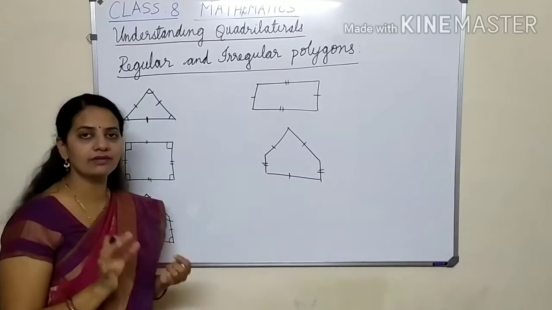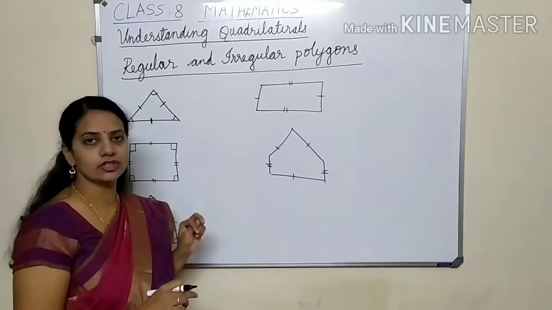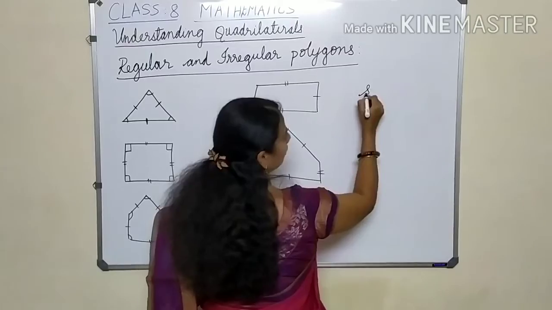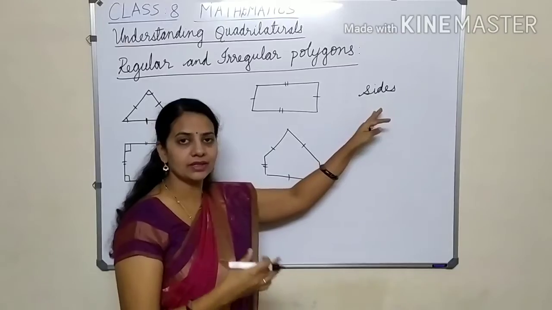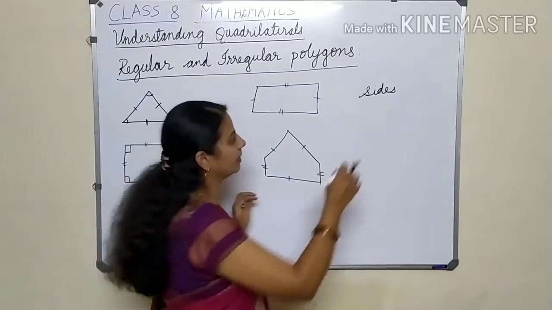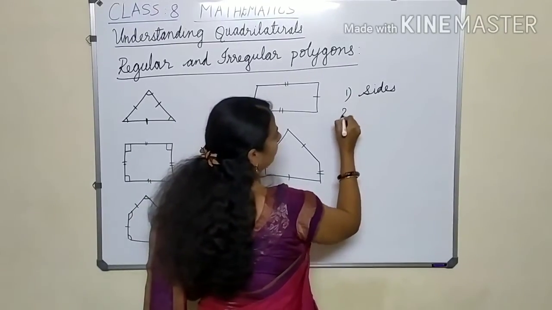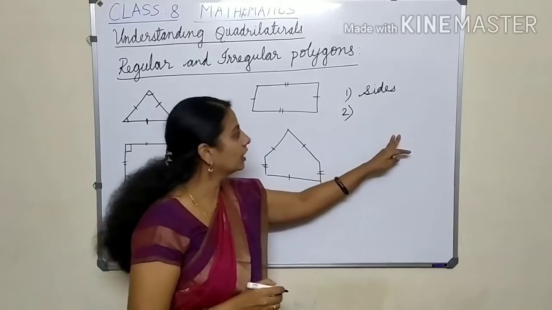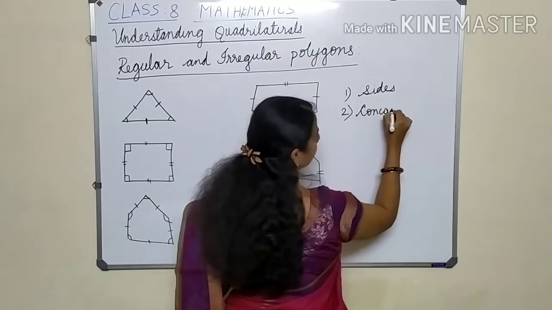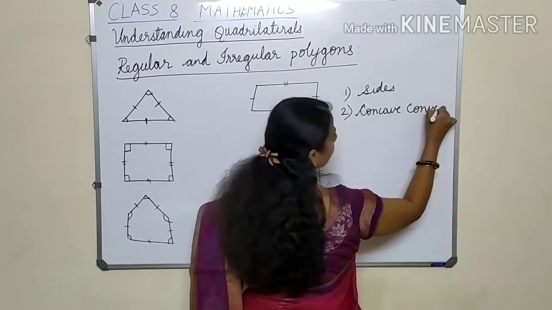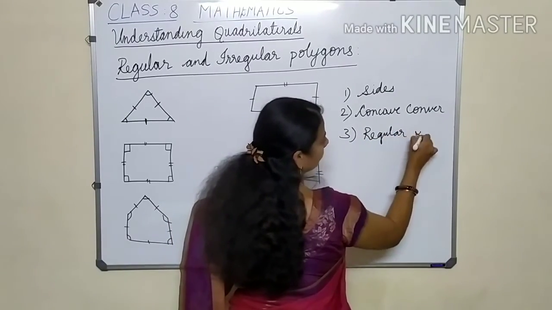So in this session you have learnt about what a polygon is, right? And what are the classifications of polygons. So we learnt based on sides. Triangle, quadrilateral, pentagon, all those are based on sides, like how many sides it has. Then we learnt about what is concave and convex, right? And then we have regular and irregular polygons.